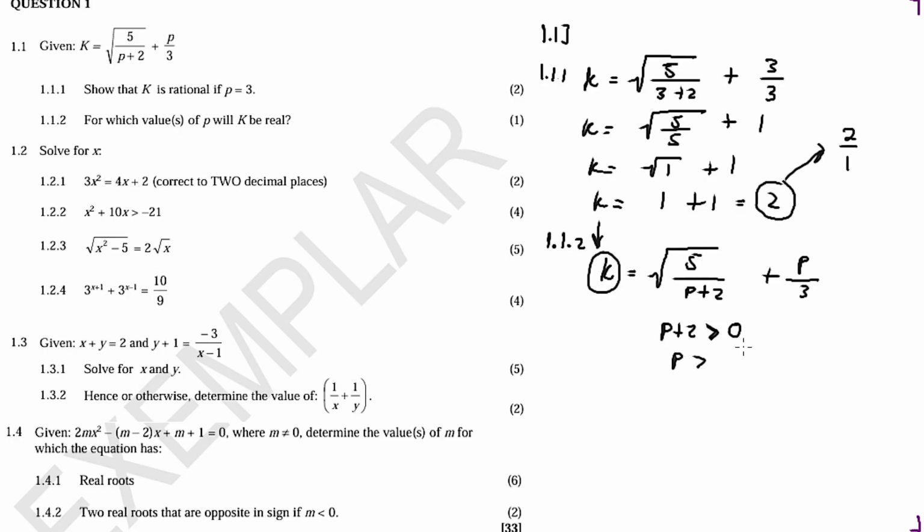So transposing the 2, we get minus 2. So p is greater than minus 2. This is our answer. P must always be bigger than minus 2. Then we will have a k that is always real.